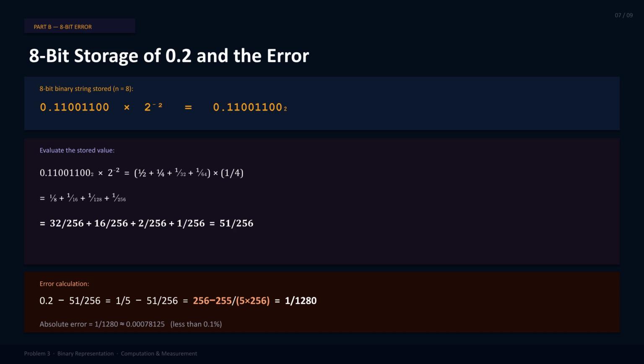With 8-bit storage, 0.2 is represented as 51/256. The resulting error is 0.2 minus 51/256, which simplifies to 1/1280. The absolute error is approximately 0.00078125, which is less than 0.1%.